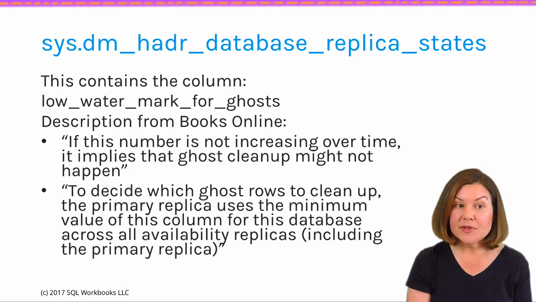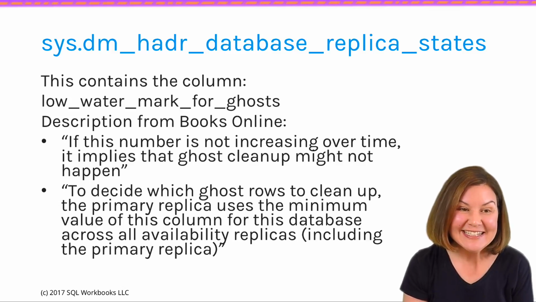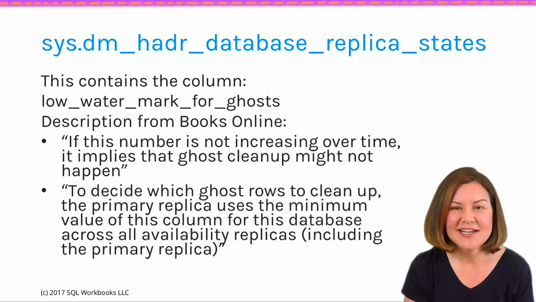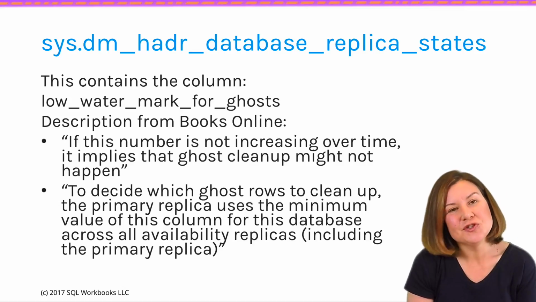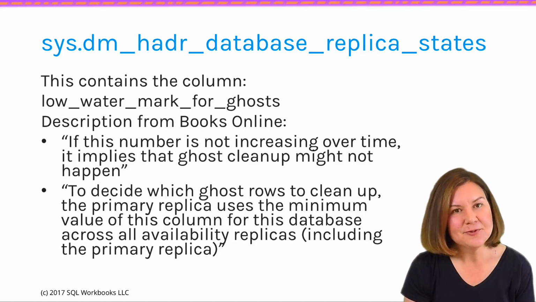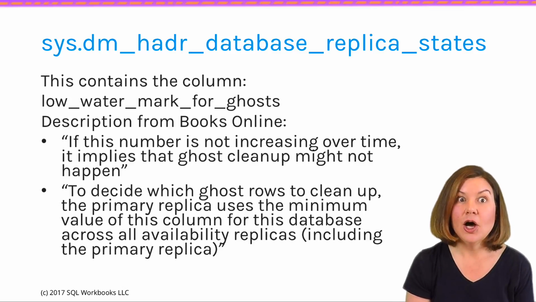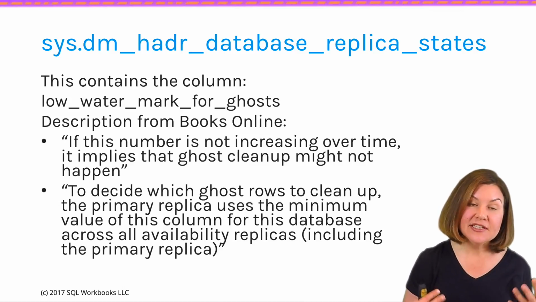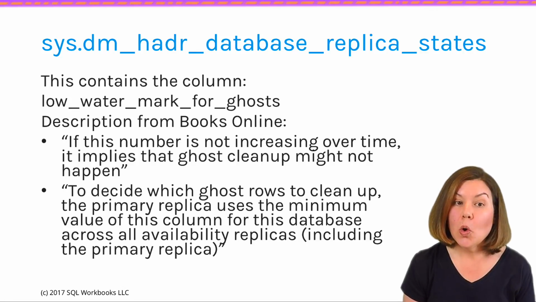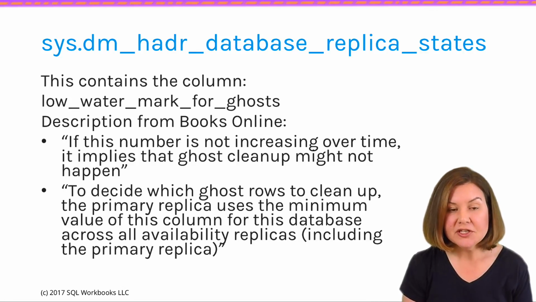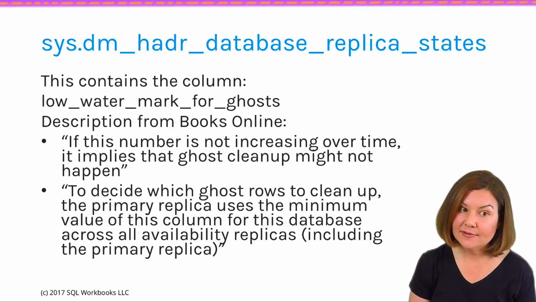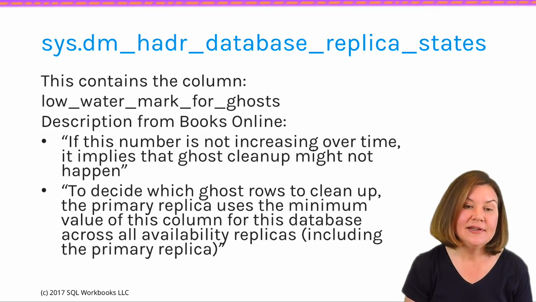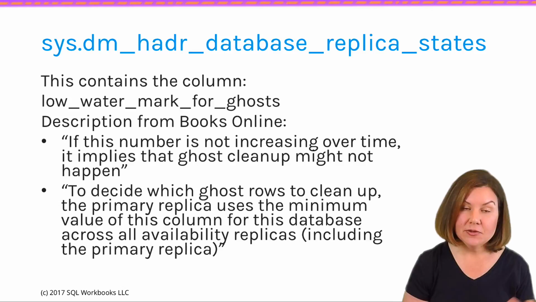If you're using an availability group, there is a dynamic management view named sys.dm_hadr_database_replica_states, where HADR stands for Hadron, one of the former names of this. So you could search for the DMV database replica states. It contains a lot of useful columns about the state of your AG. It also contains a column named low_water_mark_for_ghosts. The description from Books Online says, if this number is not increasing over time, it implies that ghost cleanup might not happen, and the minimum value of this is going to be used across all replicas.